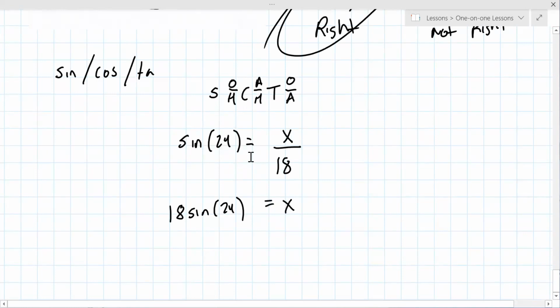So grab your calculator. You said you had it out here. Make sure your mode is in degrees and do 18 sine 24. And let me know what you get for that. 18 sine 20.